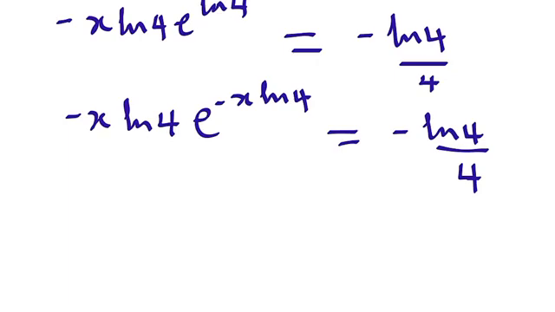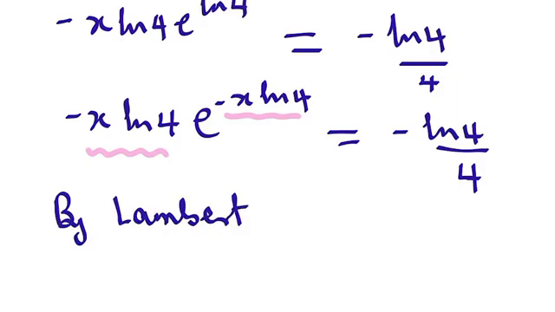So looking at this, look at this minus ln of 4 and minus ln of 4, they are the same thing. And we have this e here also. So which is telling us that we can actually use the Lambert W function. Okay, by the Lambert W function.